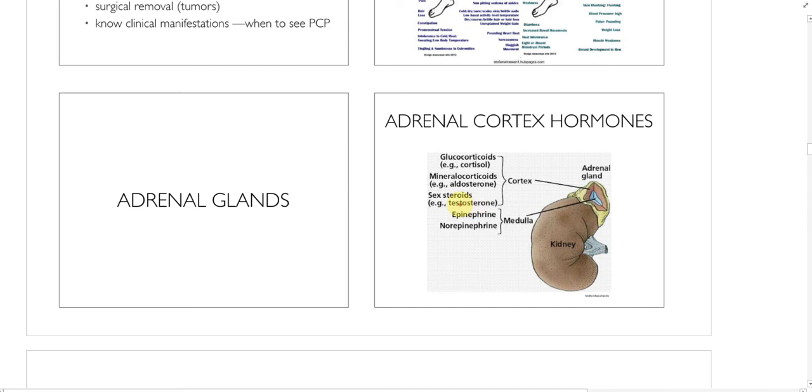So we got like the sex steroids, testosterone, estrogen. No, not estrogen. I'm lying. Like testosterone, aldosterone is going to be our mineralocorticoid, and cortisol is going to be our glucocorticoid.